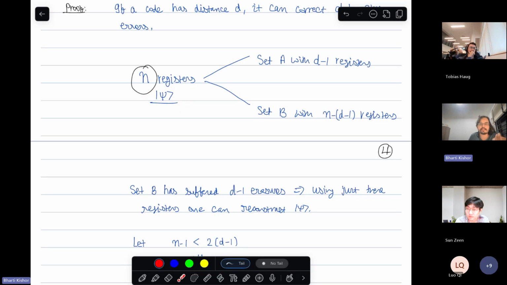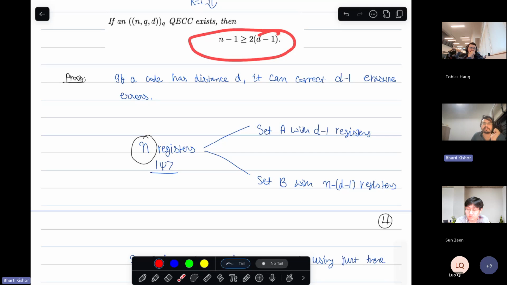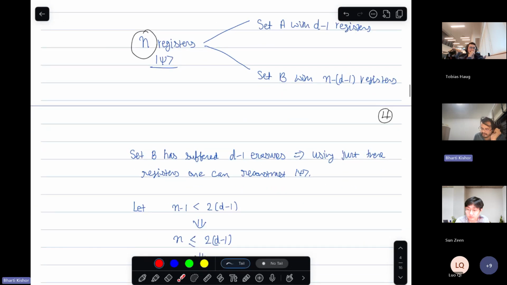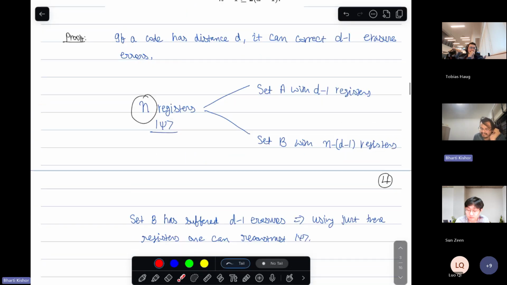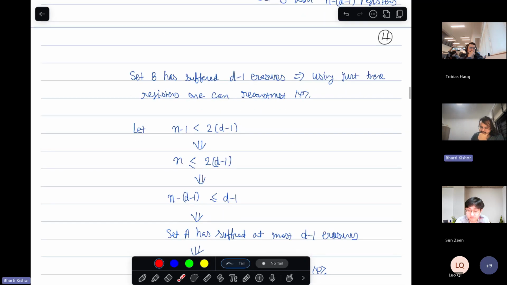Okay, makes sense? Now let's assume that this relation is not satisfied. Then we will say that n minus 1 is strictly less than 2 times (d-1). But then that implies that I can get rid of this one, and because these are all integers, n is less than or equal to 2 times (d-1). And then n minus (d-1) is less than or equal to d-1.